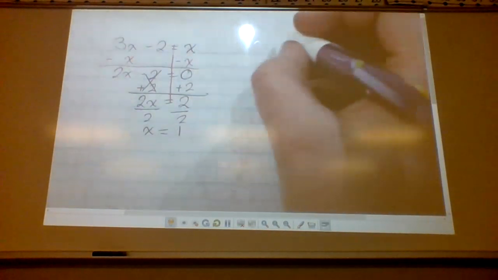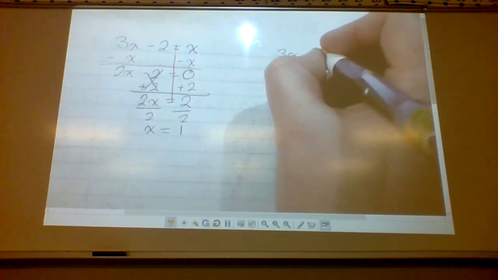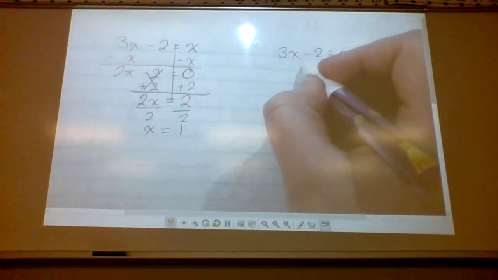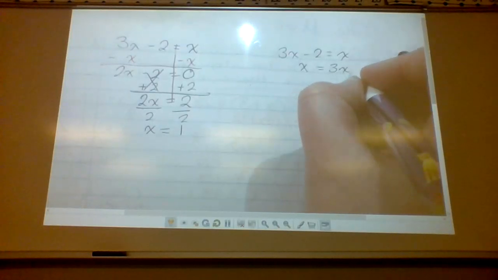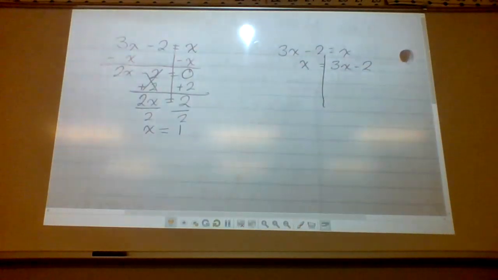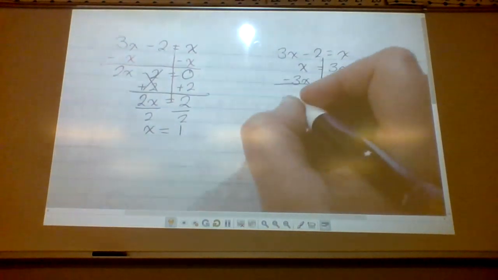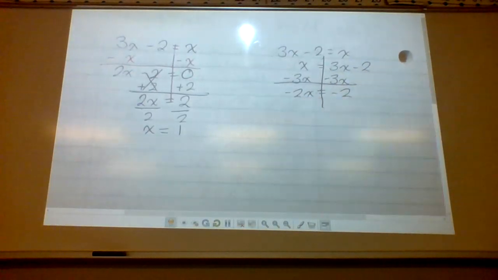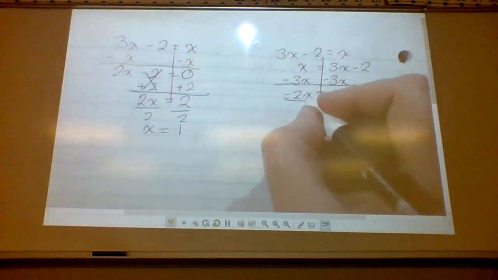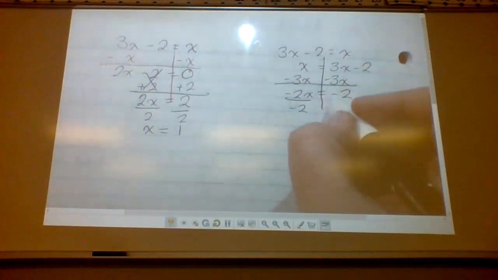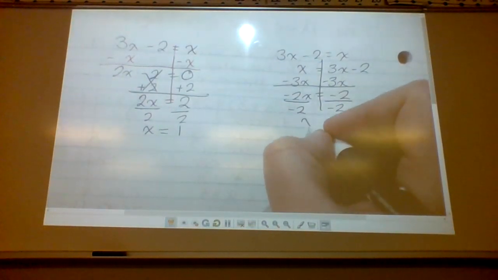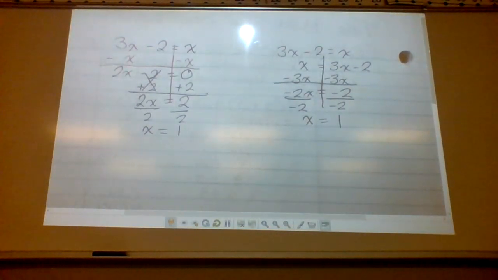You could have also decided to change this around. You could have decided to flip it and say x equals 3x minus 2. If you had done that, you would subtract 3x from both sides. You get negative 2x equals negative 2. Then you divide by negative 2. Divide by negative 2 would have been 1x equals 1. It didn't matter which way you went. Okay? Back to the teacher page.